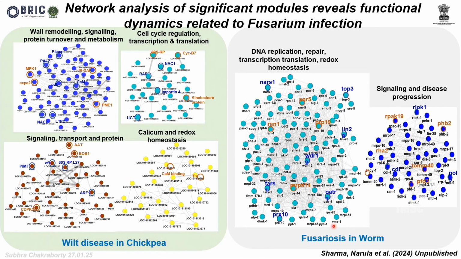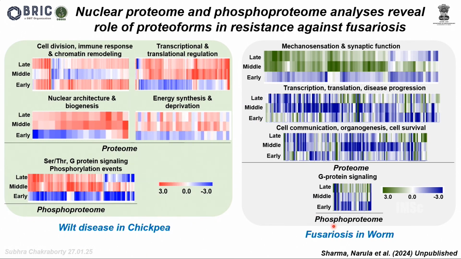Therefore, the players within that hub controlling the whole process of immunity against this fungal pathogen vary in plant and animal. From here we wanted to develop the proteome data, because we know the central dogma: DNA makes RNA by transcription, and RNA makes protein by translation. There are a lot of post-translational modifications which regulate the function of each protein, and therefore we analyze phosphoprotein and acetylation.